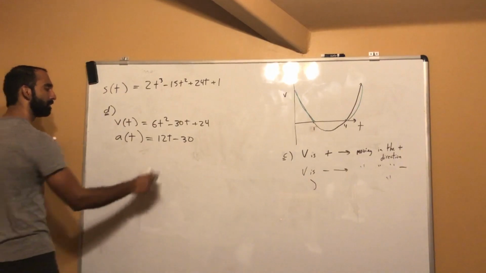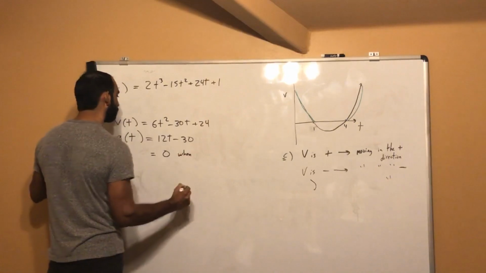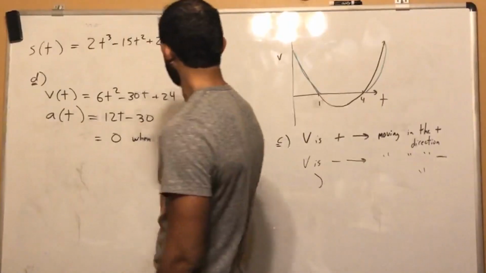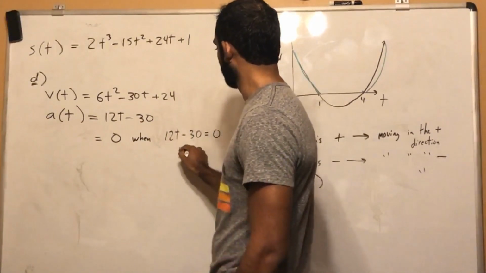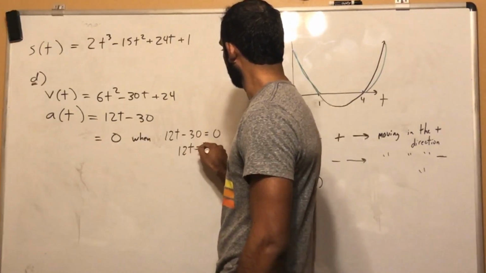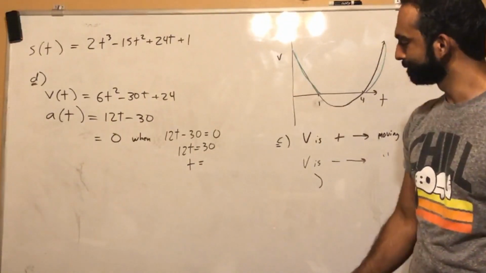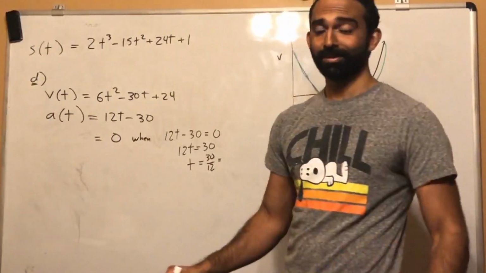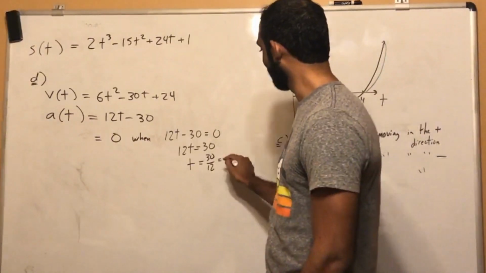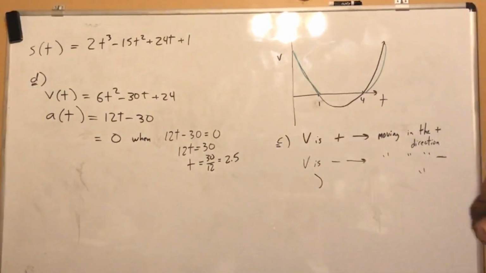So let's start with 0. This thing equals 0 when 12t minus 30 is 0. So 12t equals 30, and t is 30 over 12, which is 5 over 2, which is 2.5.